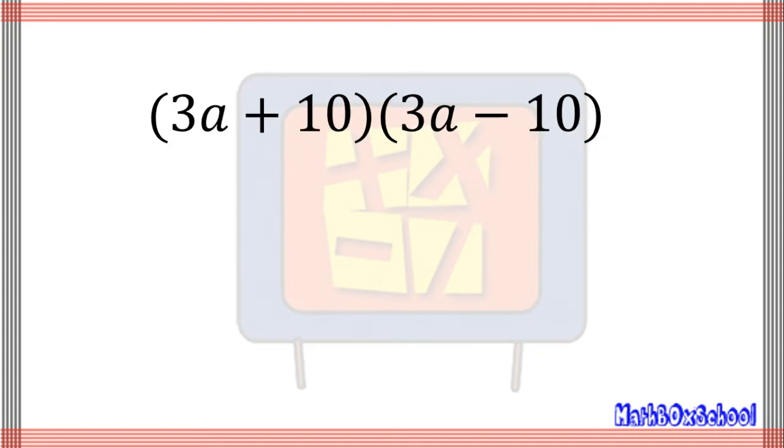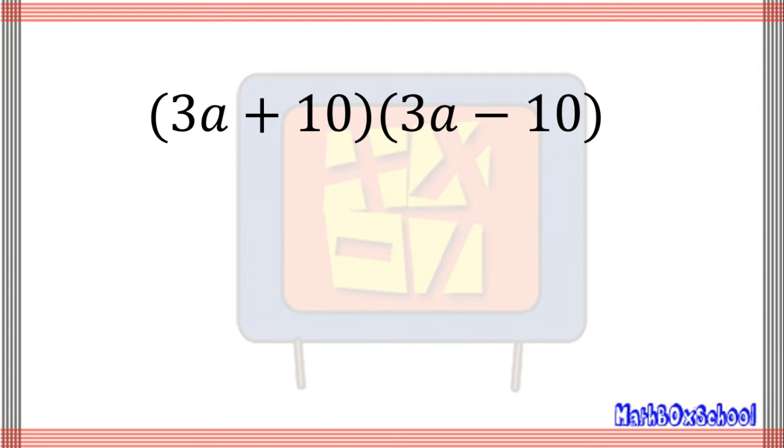For our second example, we have 3a plus 10 times 3a minus 10. So again, the first term, 3a, is the same as the first term of the second binomial, 3a. And then the second term, 10, are both the same, parehas din. And then we have the sum and then difference for the operation. So this is again another example of the product of the sum and difference of two terms.